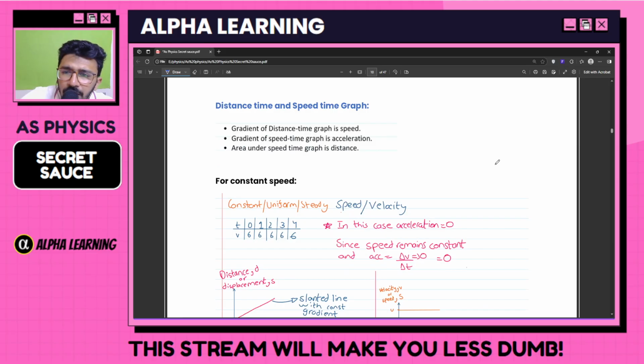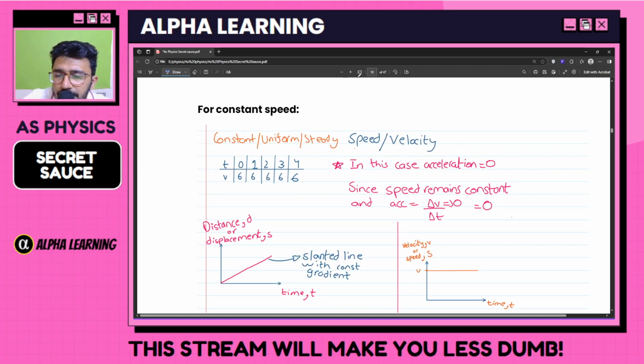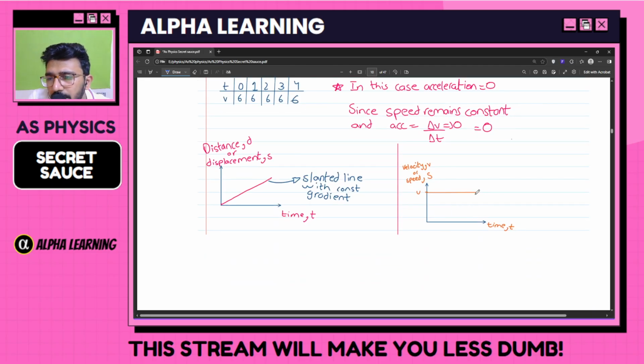Now let's discuss distance time graphs and speed time graphs as well. There are three key points that you need to remember. The gradient of distance time graph is speed, the gradient of a speed time graph is acceleration, and the area under the speed time graph is distance. These are the three key points that you need to remember. If you are traveling at uniform speed or constant speed, your speed time graph will be a horizontal line or constant. How will you draw the displacement time graph or distance time graph? You know that the gradient of distance time graph is equals to velocity. If velocity is positive and constant, that means gradient is also positive and constant.